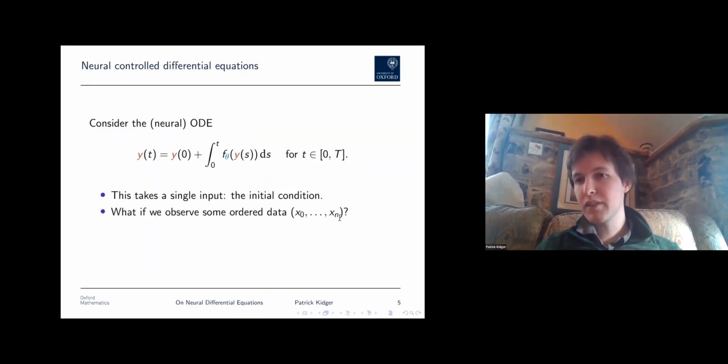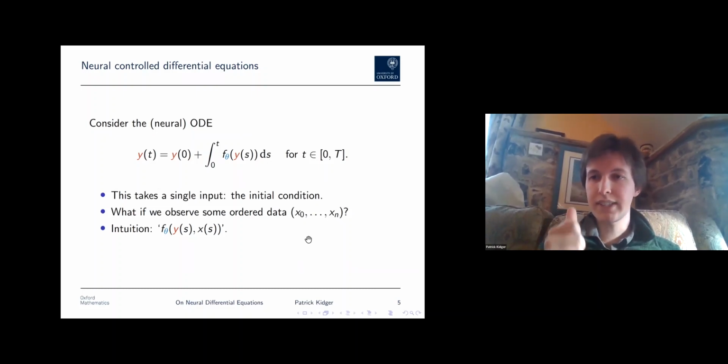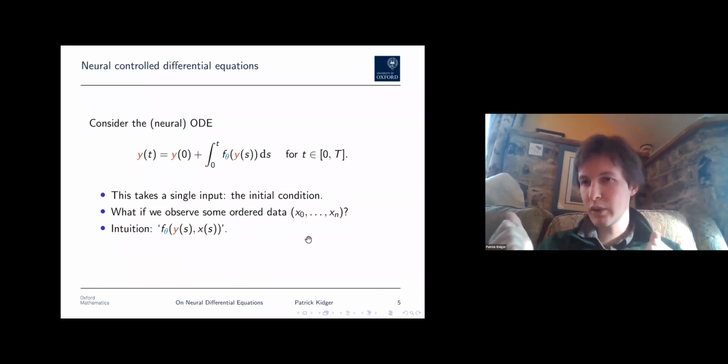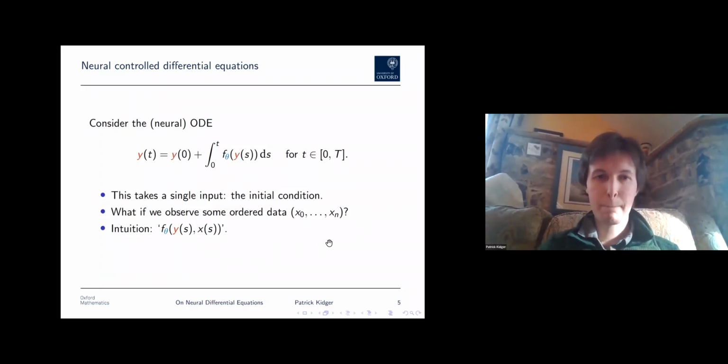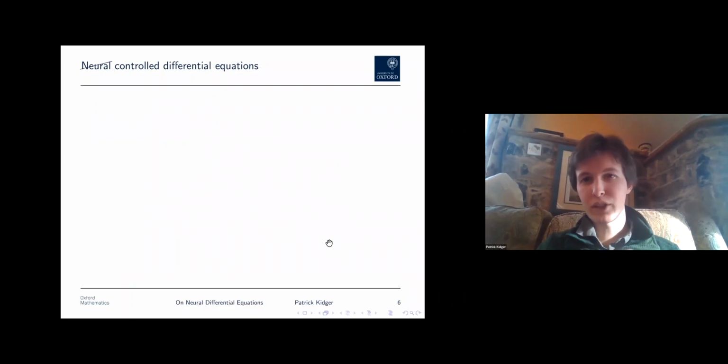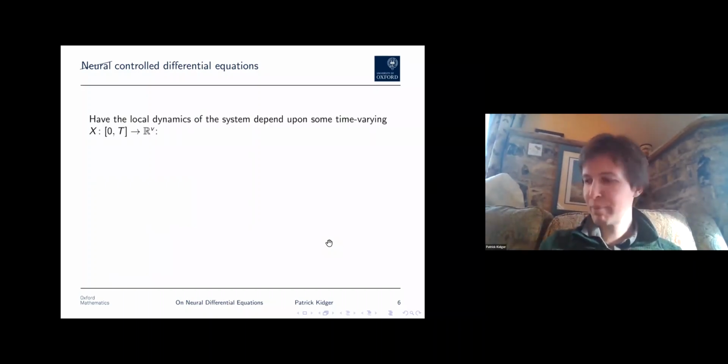But what do we do if we observe some ordered data and we want to fit this ordered sequence of data into this integral? How do we do that? The intuition is that we're going to want to do something that looks a little bit like this, some way of inserting this data into our differential equation as our integral proceeds. And in doing so, we'll build a model that depends upon not just a single input, but upon a sequence of inputs. And so this is where I'm now going to scrub that word neural in front, because as you probably guessed, I'm going to tell you what a controlled differential equation is, and then we're just going to jam a neural network in there in the appropriate spot.